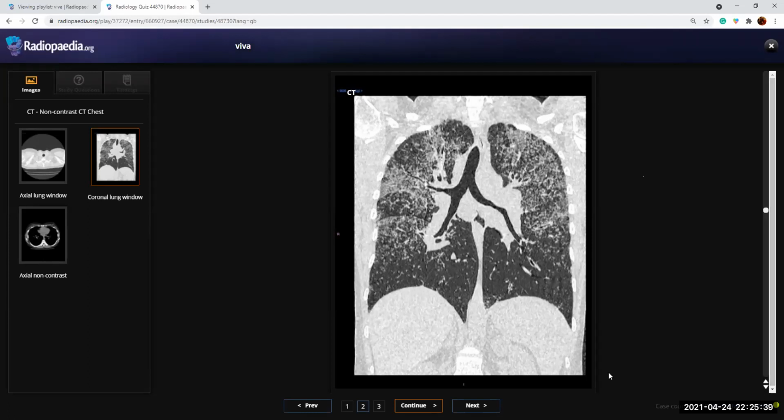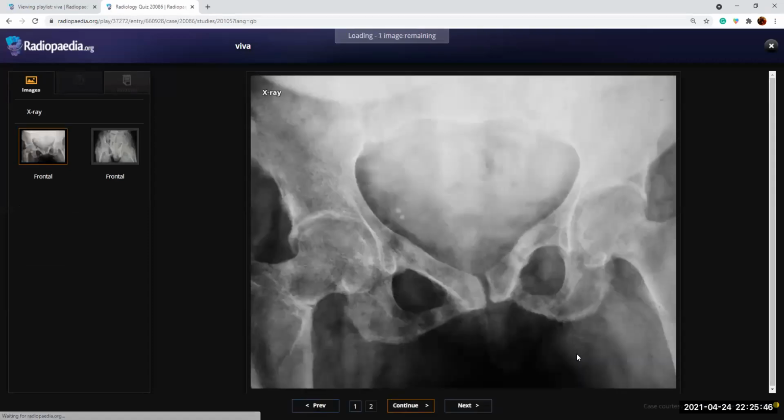Okay. So this next patient presented with right-sided thigh pain.